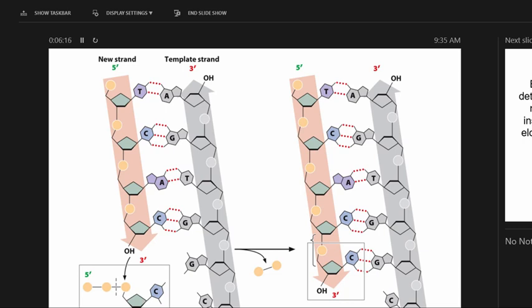You'll note that because of the anti-parallel, or opposite, orientation of the strands in a DNA molecule, the new strand being synthesized in a 5' to 3' direction is moving down the template strand, or the existing strand, in a 3' to 5' direction, the opposite. So you have to remember that DNA synthesis takes place in the 5' to 3' direction, and the most important thing is that it's with respect to the strand being synthesized.